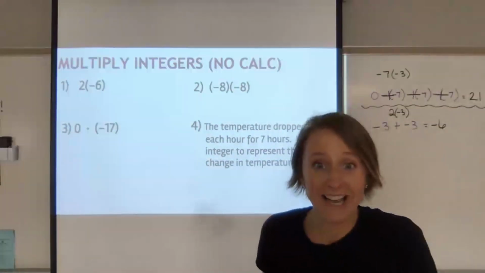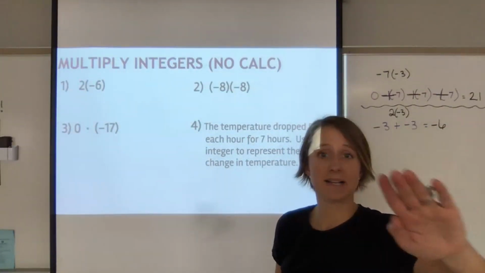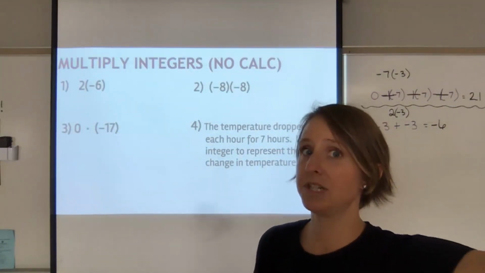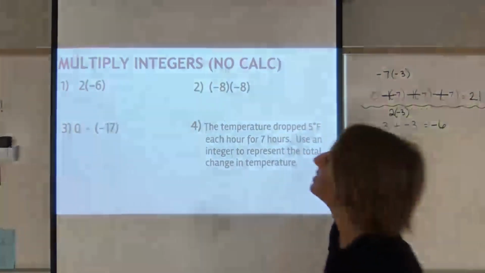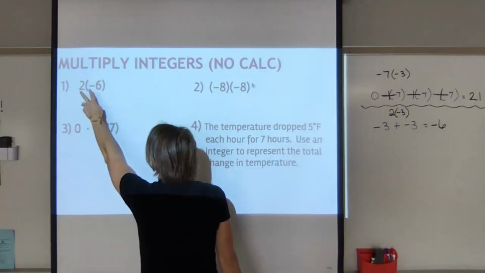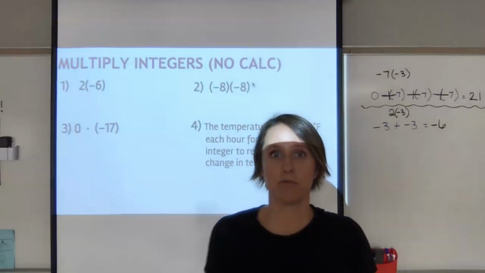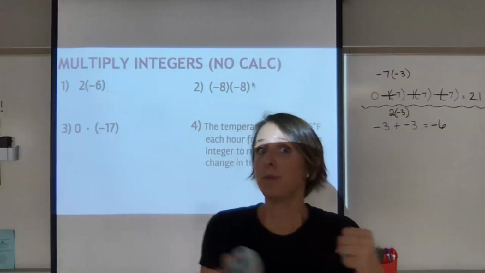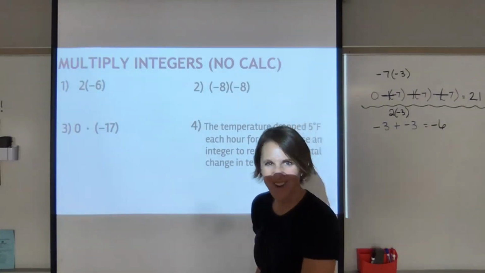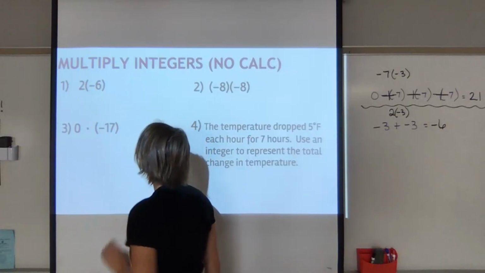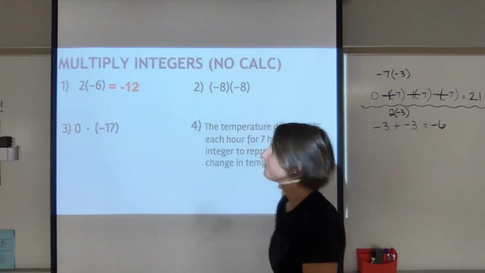Now, no more calculator, so put the calculator away. If you need to pause the video and get it out of sight so you're not tempted to use that, please do so. All right, down in the second chunk in your notes, 2 times a negative 6. We know the answer is going to be 12, right? But is it a positive 12 or a negative 12? Do the signs agree? No, they don't. One is positive, one is negative. So it's going to be a negative 12.